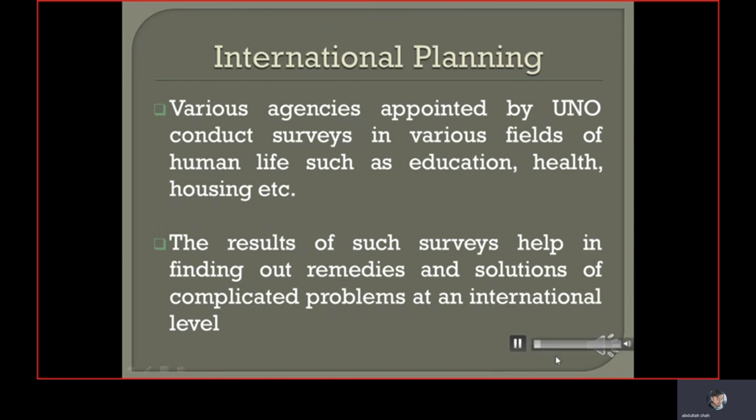The United Nations organization conducts numerous surveys and studies in various fields such as education, health, food, agriculture, and housing. Well, the United Nations, through its organs such as WHO, UNSF, finds remedial measures for the complicated problems at the international level.